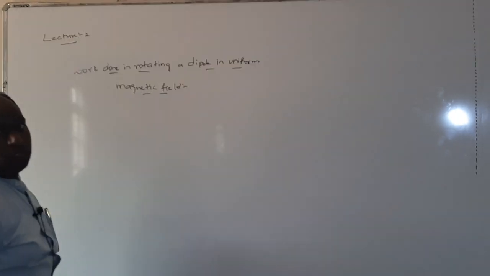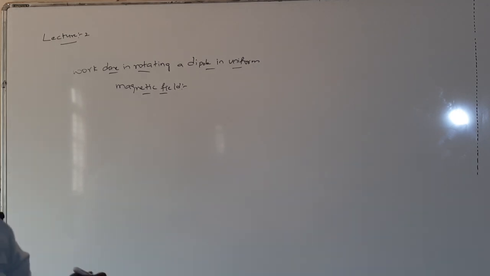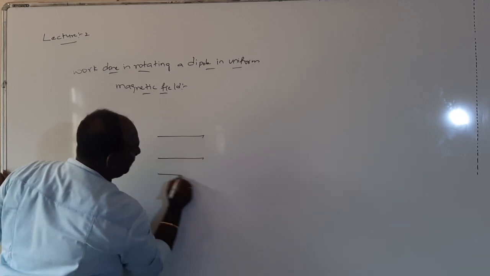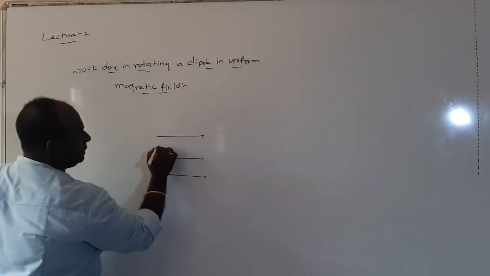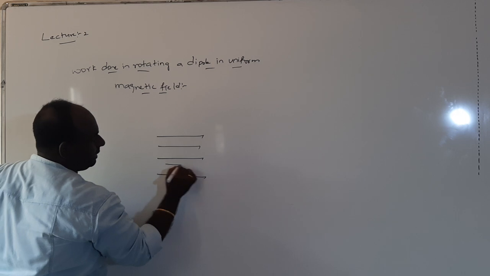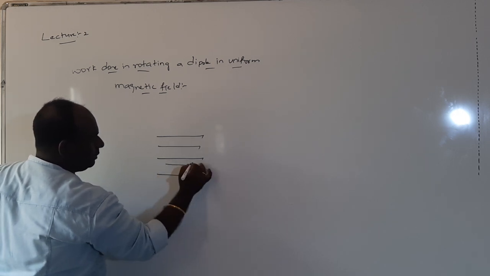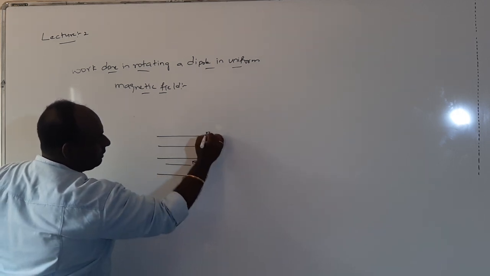Sir, this work done is stored as the potential energy of a dipole. We can discuss that also. Initially this is a dipole in a uniform magnetic field. This is a magnetic needle whose magnetic moment is in this direction, magnetic field in this direction.